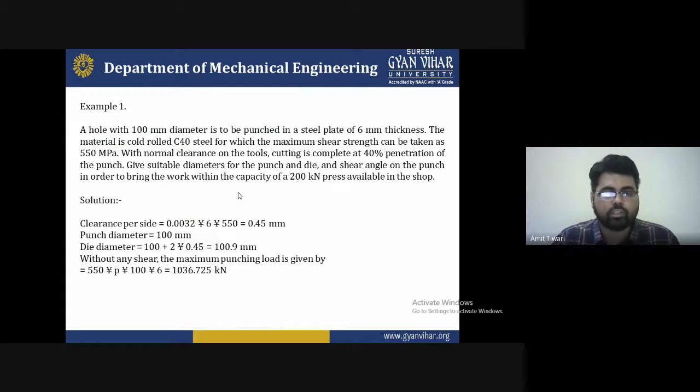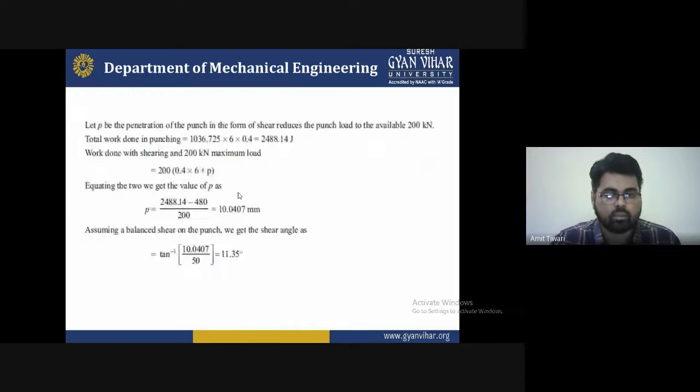So first of all we consider without any shear, and after that we consider with the shear. Without any shear, the maximum punching load is given by 550 times pi times 100 times 6, that is 1036.725 kilonewton. So this is the actual answer we find without any consideration of shearing.